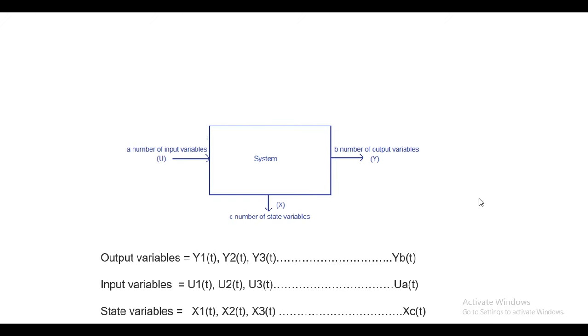As we have discussed earlier, the output variables are y1(t), y2(t), y3(t) up to yb(t). The input variables are u1(t), u2(t), u3(t) up to ua(t). Because there are a number of input variables, and the output variables are up to b, it is from y1(t) to yb(t). And the state variables or storage elements are x1(t), x2(t), x3(t) up to xc(t). Okay, so this is the basic representation of a system.